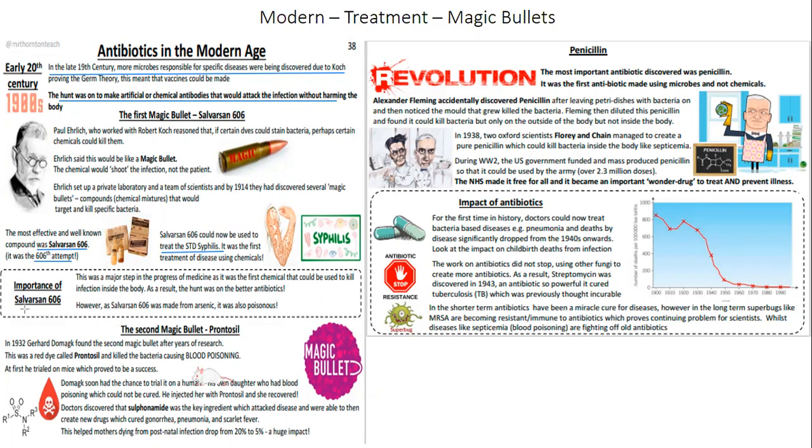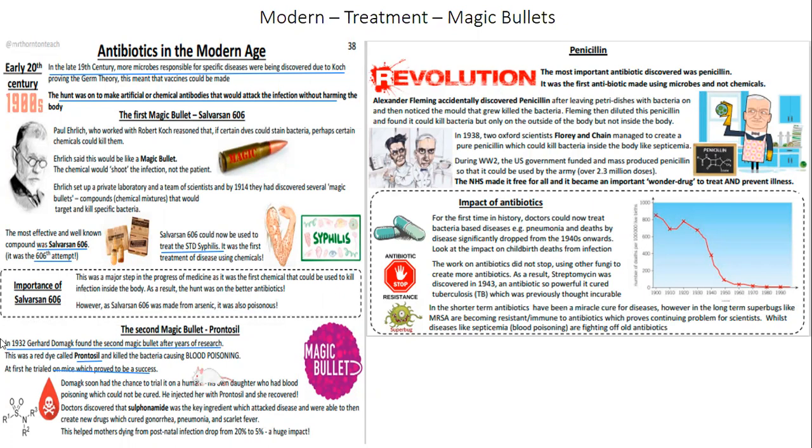The second magic bullet is known as Prontosil. And in 1936, Gerhard Domagk found the second magic bullet after years of research. It was a red dye called Prontosil, and it killed the bacteria causing blood poisoning, septicemia. He first trialed it on mice, which proved to be a success, but he then had the chance to trial it on a human. And the first human he trialed it on was his daughter, who had blood poisoning, which could not be cured. He injected her with Prontosil, and she recovered.